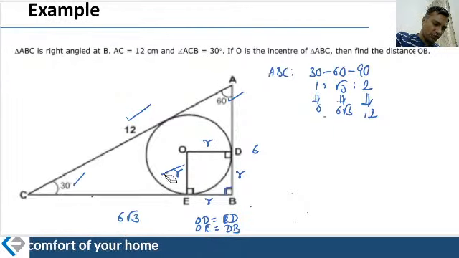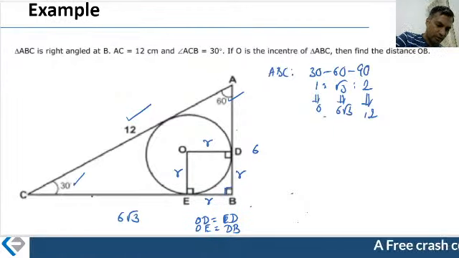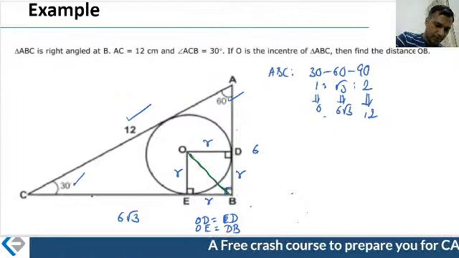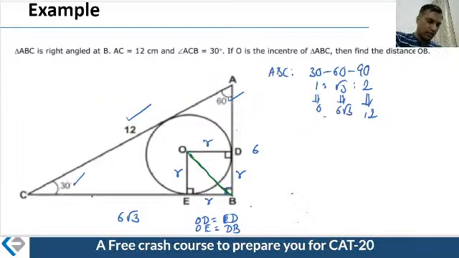If it is a square, what is the diagonal of this particular square? So what is this OB here?